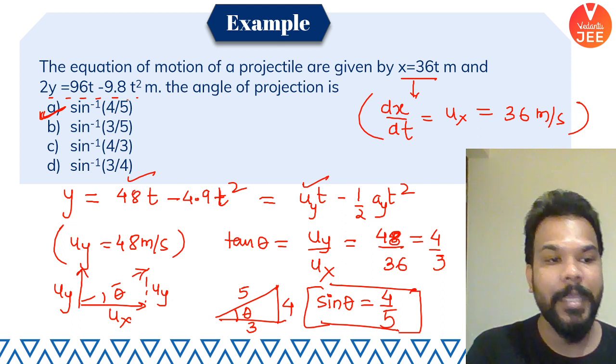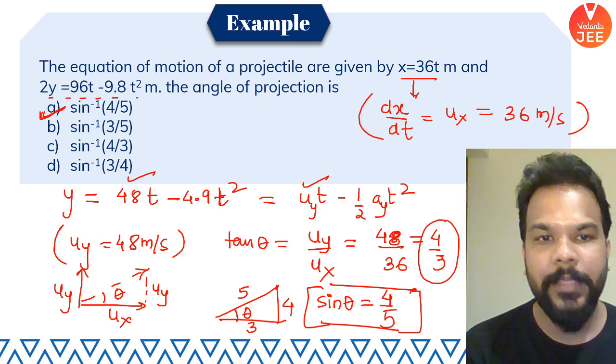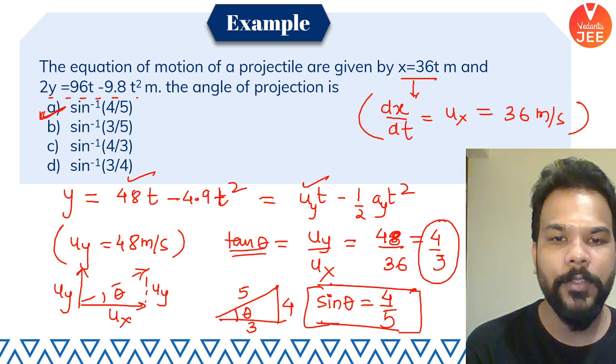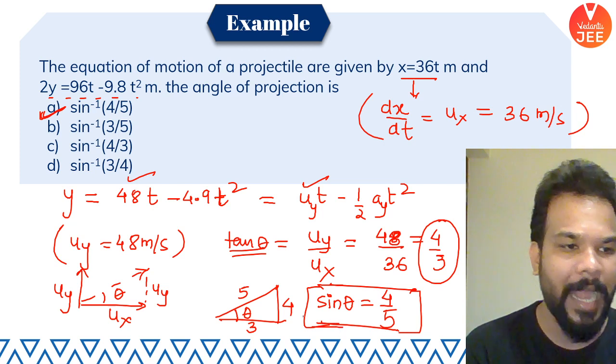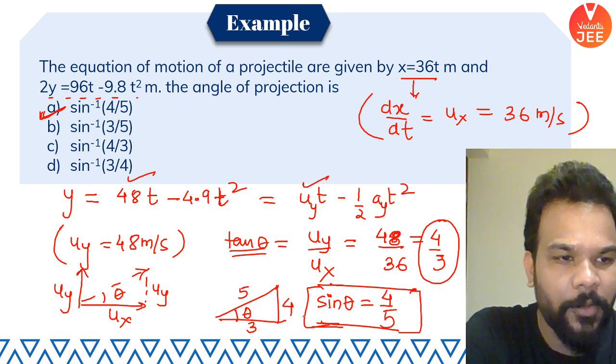Guys, that's where the mistake is. If you are saying the answer is C, the answer is 4 by 3, but for tan theta, not for sine theta. Sine theta's value is going to be 4 by 5. That is where the trap is. Okay, very good. Now you are getting it. Very good, guys. Very good.